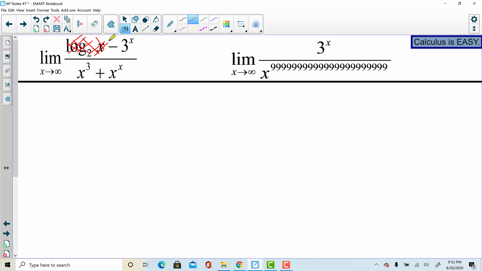On the bottom, the biggest one is that creative function called x to the x. So we'll get rid of that power function. And in this case, the x to the x is going to infinity much faster than the 3 to the x. So it's just going to equal 0.